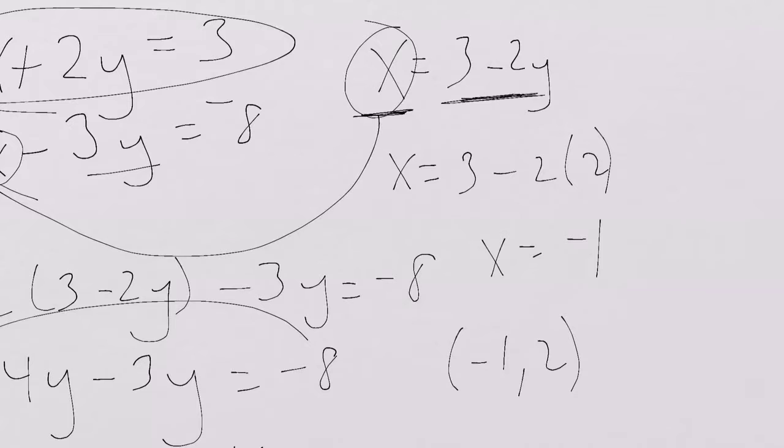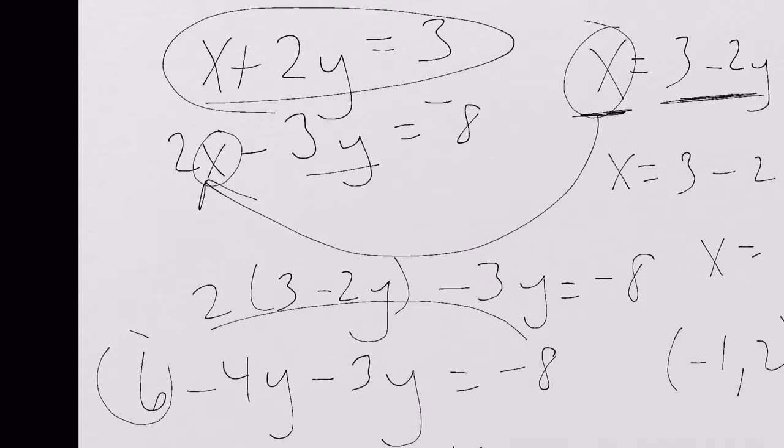If we graph this on Desmos or your calculator, the point where these initial two lines intersected would be at negative 1, 2.